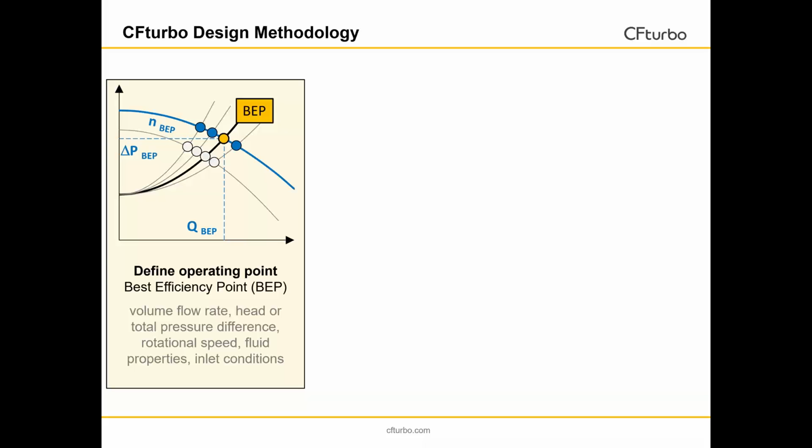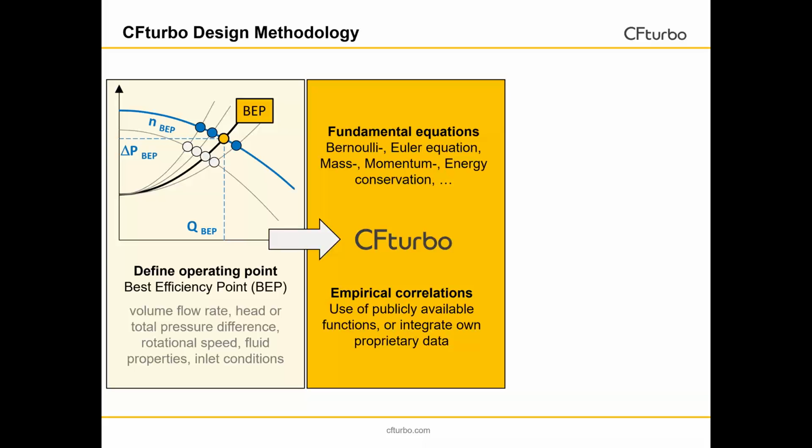And then with these 5, 6, 7 numbers, you start CFturbo, and behind our software, there are two basic things. On the one hand, there are fundamental physical equations like the Bernoulli or the Euler equation, or all the conservation equations for mass, momentum, and energy. And on the other hand, we have numerous empirical correlations in it, which gives CFturbo the ability to come up with very reasonable initial designs. So this is a sort of intelligence which helps us to get 3D models.